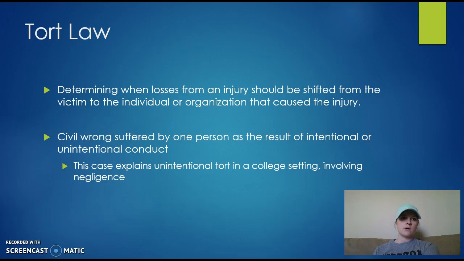Tort law. Tort law is determining when losses from an injury should be shifted from the person who was injured to the individual or organization that caused that victim's injury. A tort is a civil wrong suffered by one person as the result of intentional or unintentional conduct. For this case, specifically the Benjamin v. State case, this case explains unintentional tort in a college setting involving negligence.